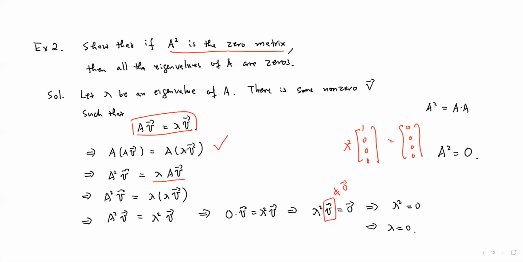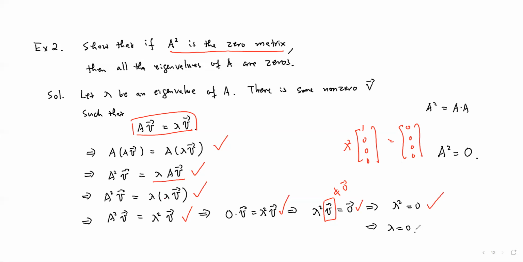Yeah, because this is a scalar, so I can move the scalar out to get this equation. Then again, A times V is lambda times V, so I get this equation. A number times a vector is number squared times a vector. I get this equation. But A squared is given to be 0, so I get this equation. V non-zero. A number times a non-zero vector is 0. The number must be 0.